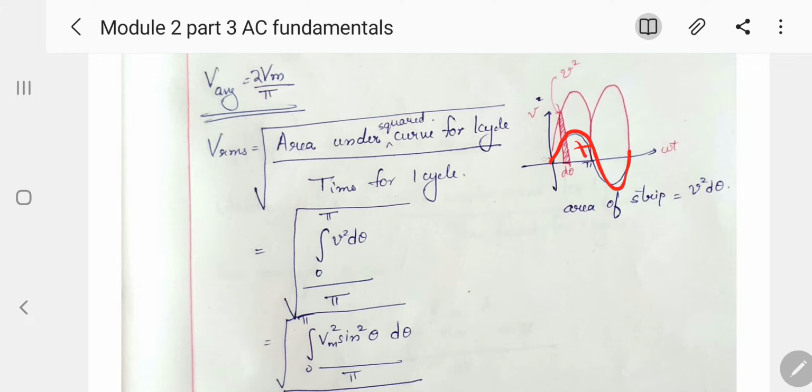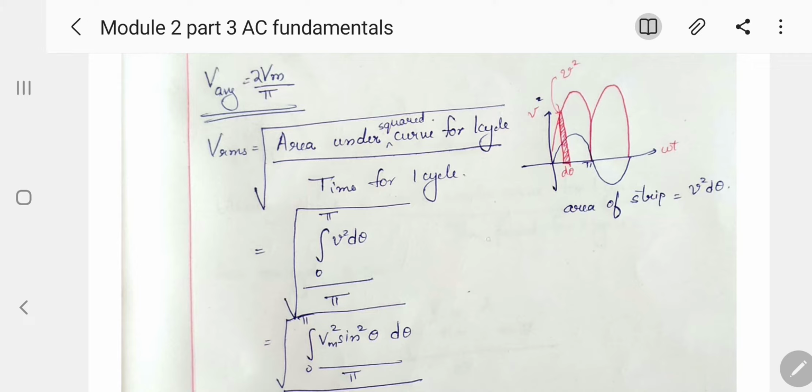Positive square, you will be getting another positive curve. Negative square also you will be getting another positive curve. Which means your curve will be looking like this red curve. Okay, it will be two positive curves, but it is not sinusoidal. If this one is small letter v, then this will be v square. So this is how you have to draw the squared waveform.